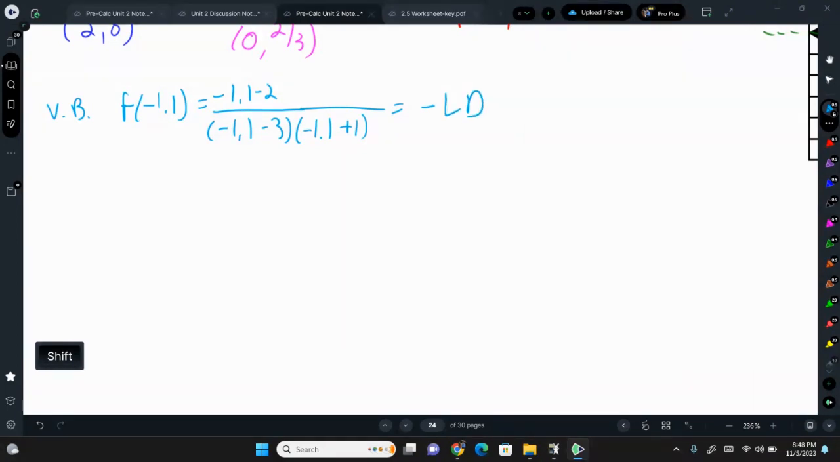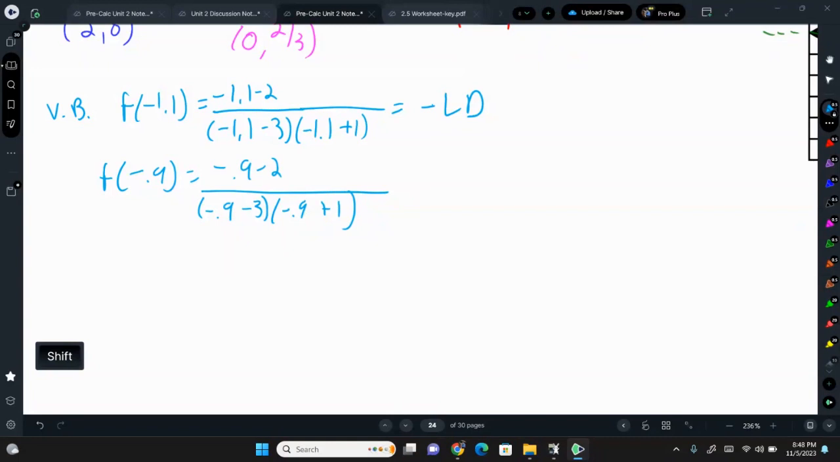left side down. Now we're going to do negative 0.9. So we have negative 0.9 minus 2 over negative 0.9 minus 3 times negative 0.9 plus 1.